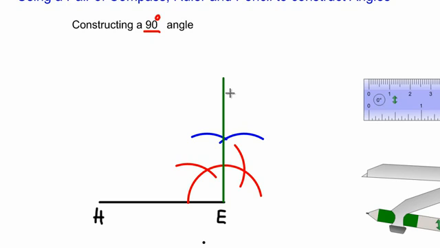So that's how we construct a 90-degree angle at a point. It's that easy, guys.